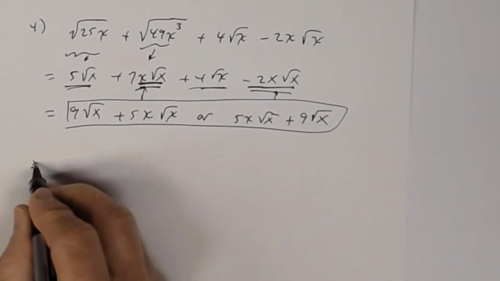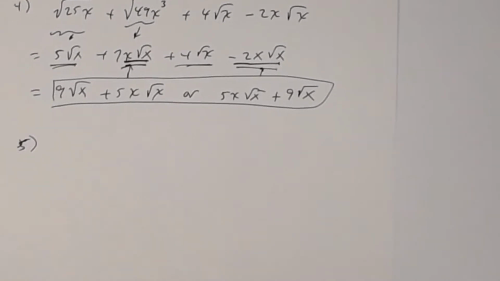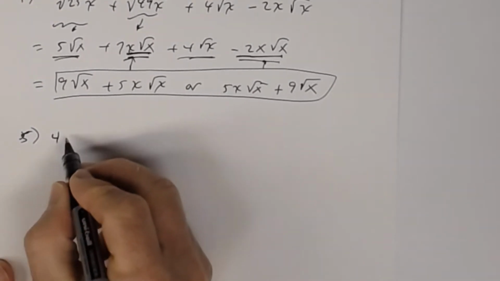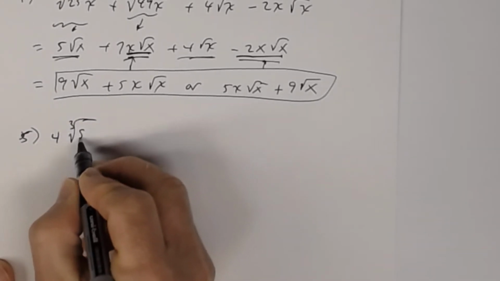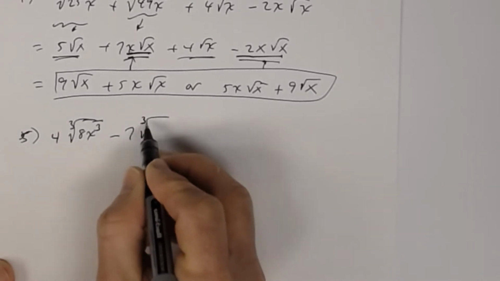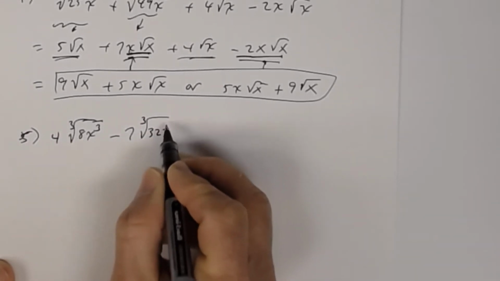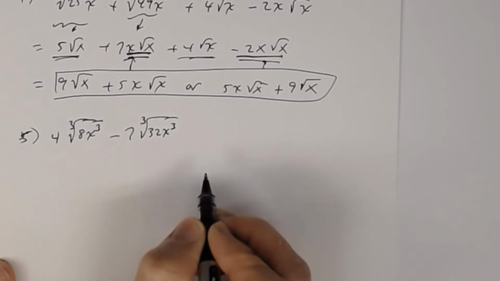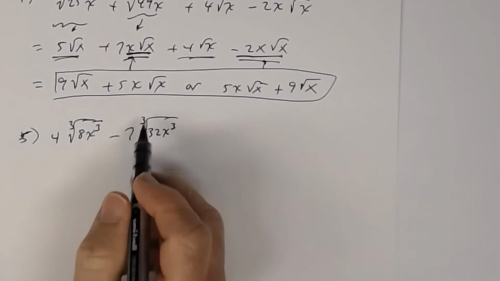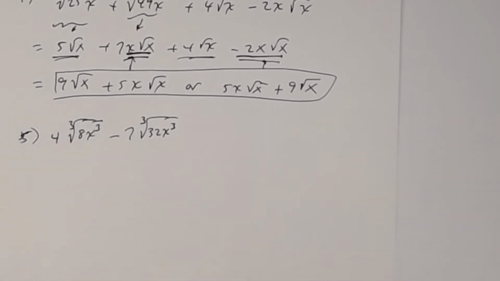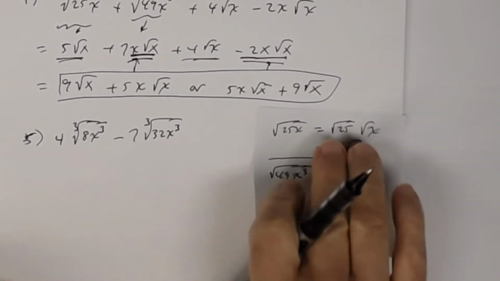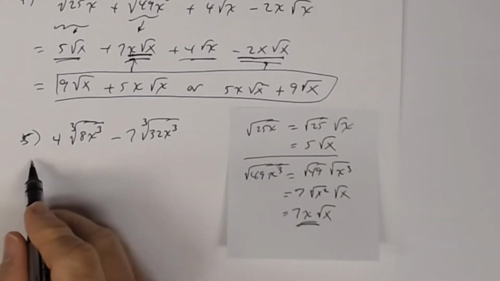All right, number 5. In number 5, we have 4 cube root of 8x cubed minus 7 cube root of 32x cubed. All right, so let's go ahead and simplify each of these. So let me go ahead and put this right here. Okay, so let's simplify this one.